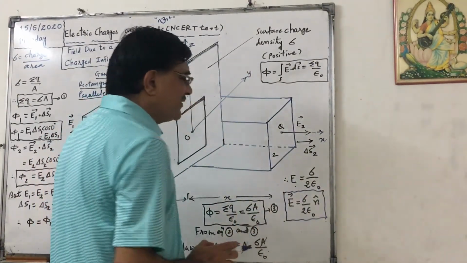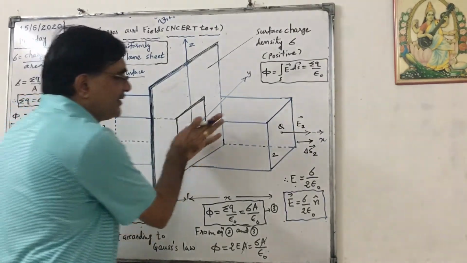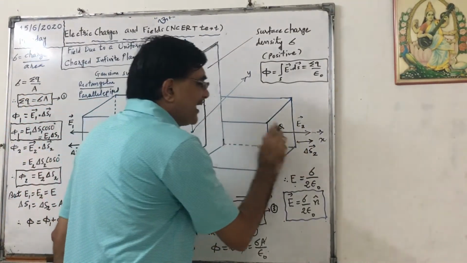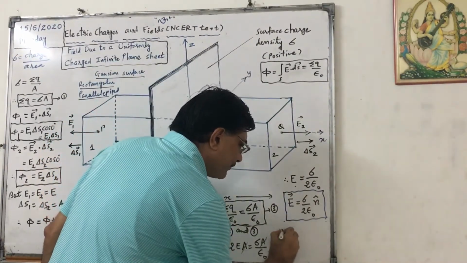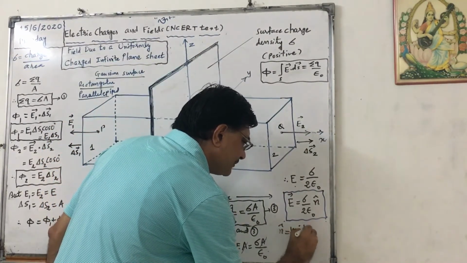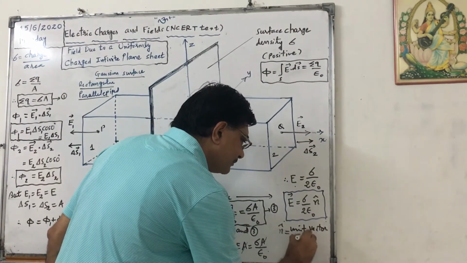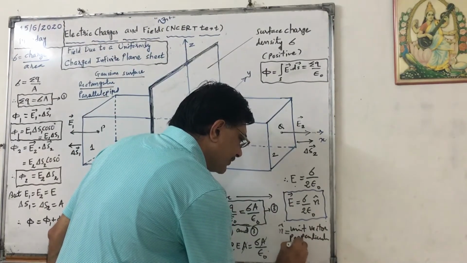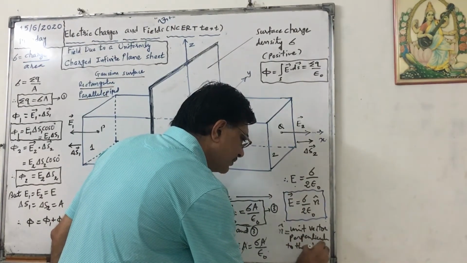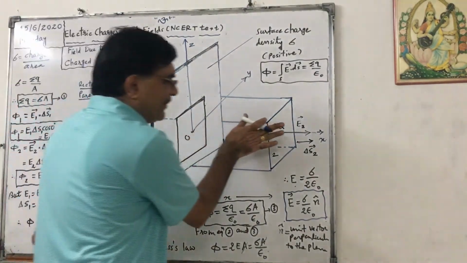Okay, and what is the direction? It is in this direction or in this direction. Here it is this direction, which is perpendicular to the plane. So n cap is the unit vector perpendicular to the plane. Here n cap is in this direction.